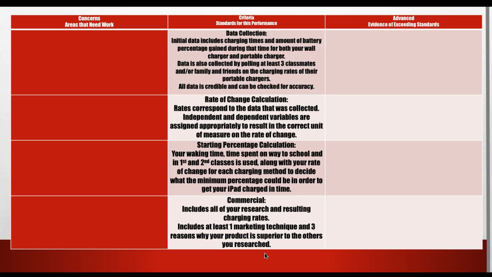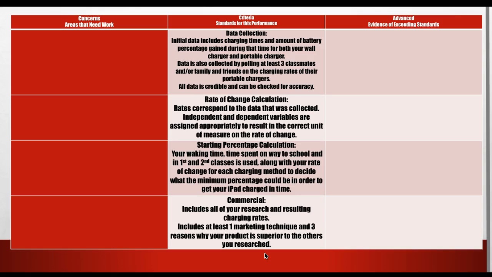They are going to be graded on their rate of change calculation, so their rates need to correspond to the data that was collected and be calculated correctly. Their starting percentage calculation, so if they wake up and they need to have their waking time, the time spent on the way to school and in first and second classes, and then they need to figure out what their minimum percentage could be in order to get their iPad charged on time.